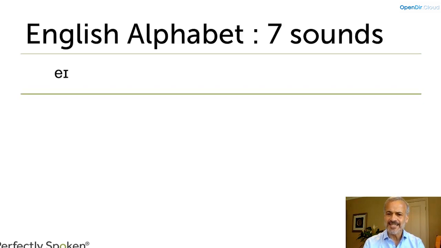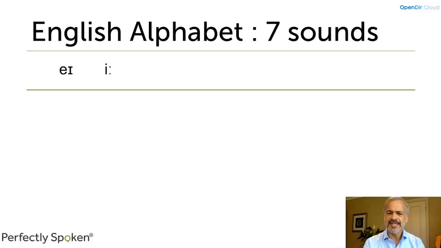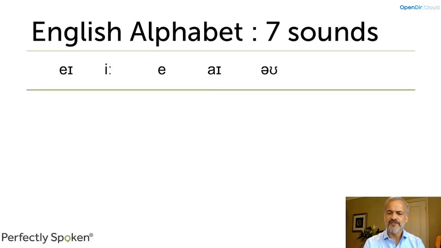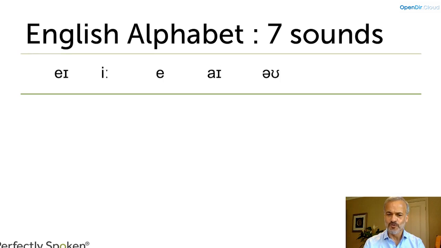The first one is A. A. The second, E. E. The third, E. E. The fourth, A. A. The fifth, O. O. The sixth, U. U. And finally, R. R. So from the beginning, A, E, E, I, O, U, R.